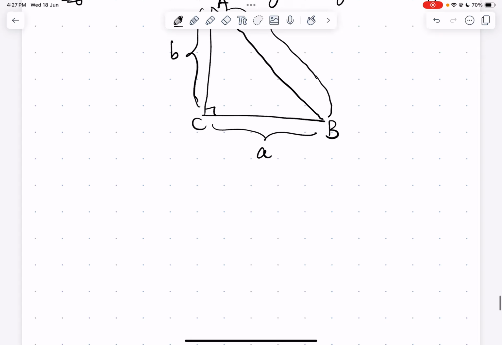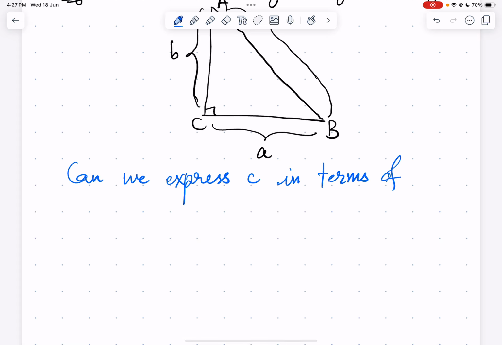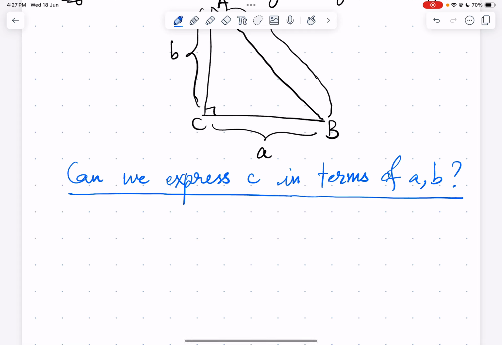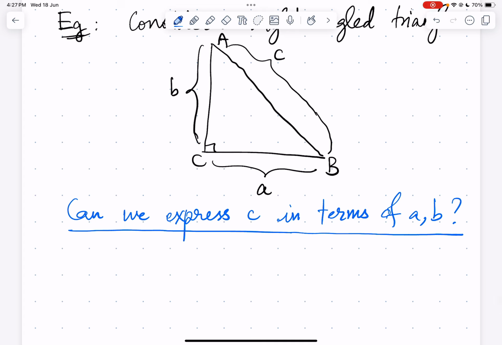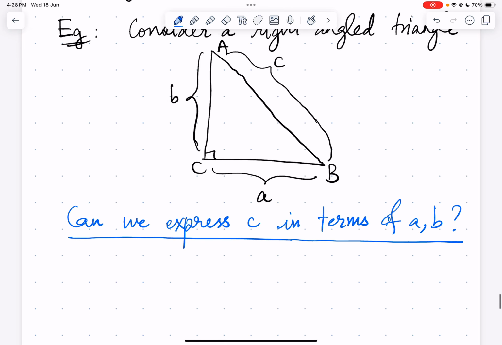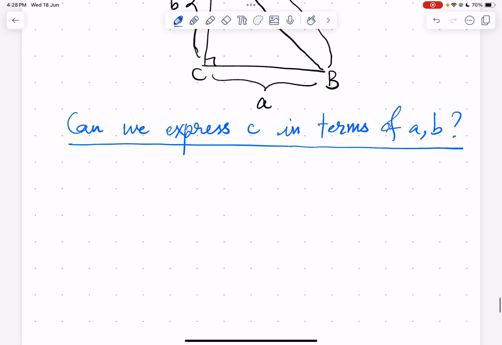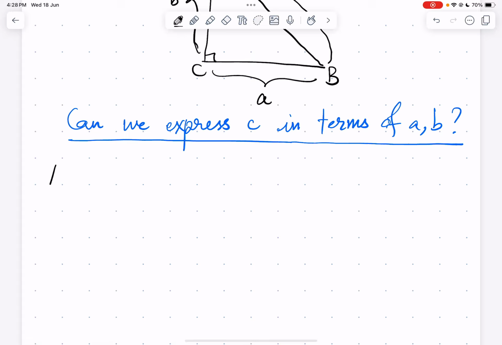So, we can ask, can we express C in terms of A and B? Can we express the larger side, the side opposite to 90 degrees? So, it is called the hypotenuse. Can we express the hypotenuse in terms of the other side lengths? So, we'll try to do that. There are many proofs, many approaches, but this is one nice approach.